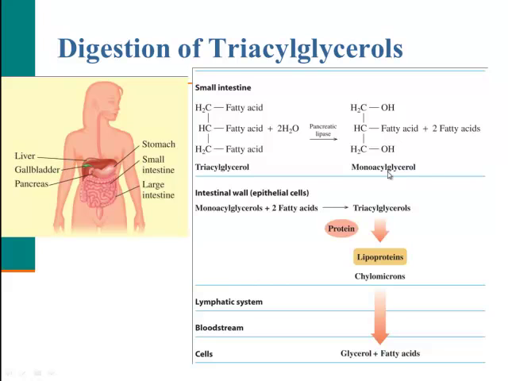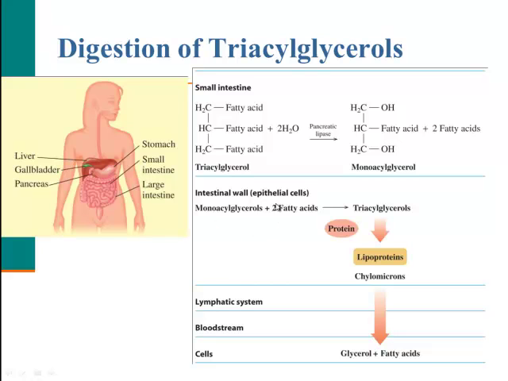Now, these pieces that were generated can then be absorbed by the cells of the small intestine wall. The triacylglycerol in its original structure is too large, and there aren't proteins available to transport that large molecule across the intestinal wall. So that's why enzymes have to break that down into smaller pieces first.